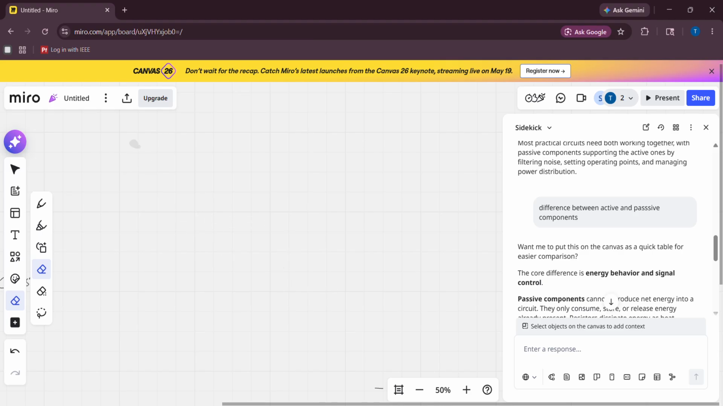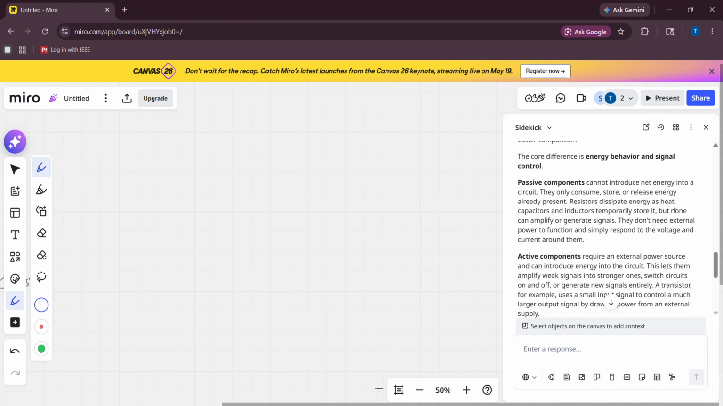One minute, I will erase all the things. Okay, thank you. The core difference is energy behavior and signal control. For energy behavior, a passive component doesn't need any external energy, but an active component needs some external energy.